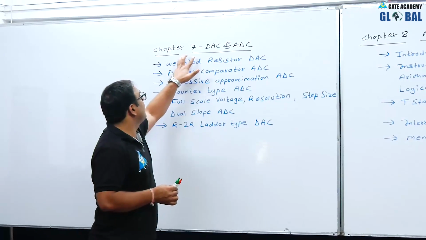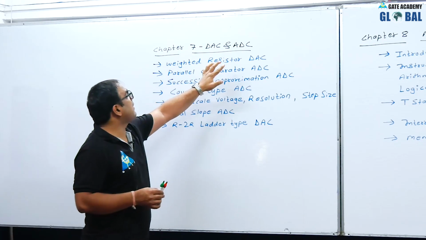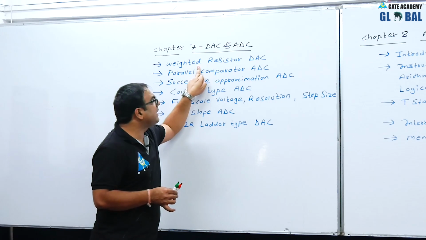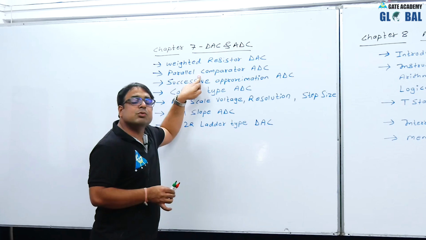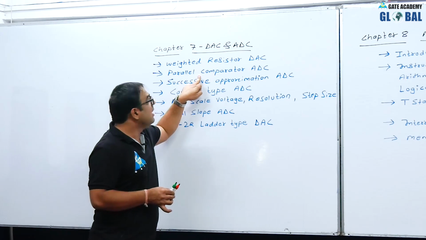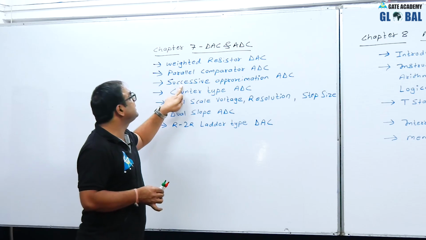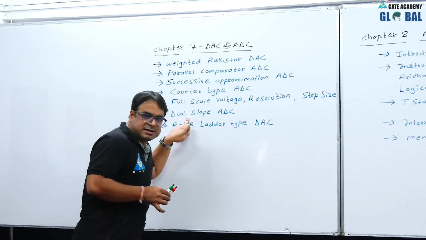The next chapter we will be discussing is DAC and ADC. First I will be discussing what a DAC is, and then I will discuss what a weighted resistor DAC is. Then we will be moving to ADC. We will discuss what ADC is and all the types of ADC, that is parallel comparator, successive approximation, counter type and dual slope ADC.